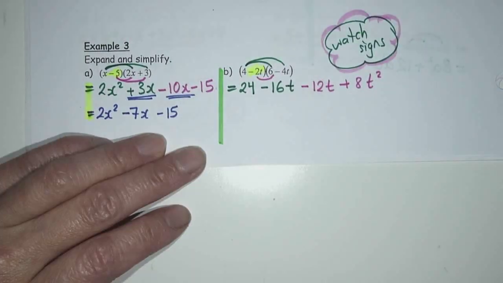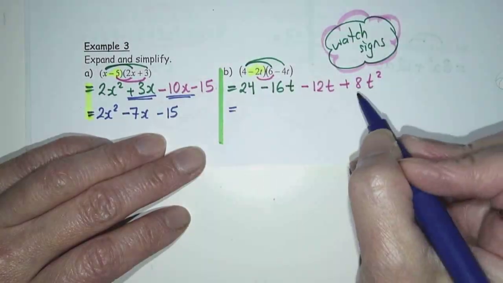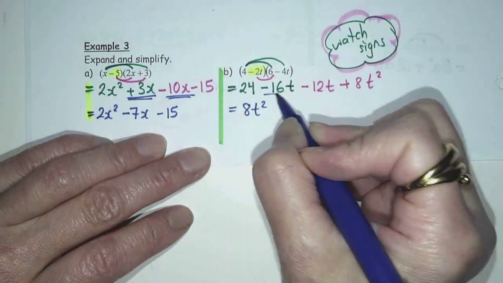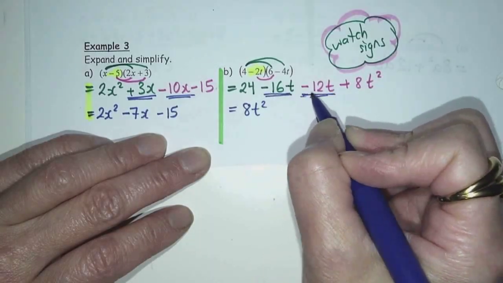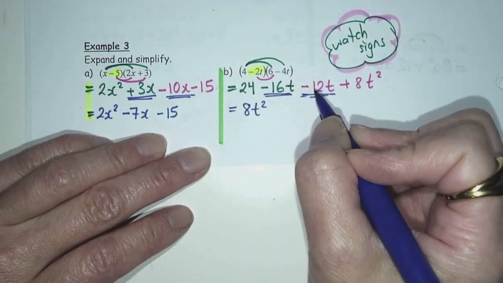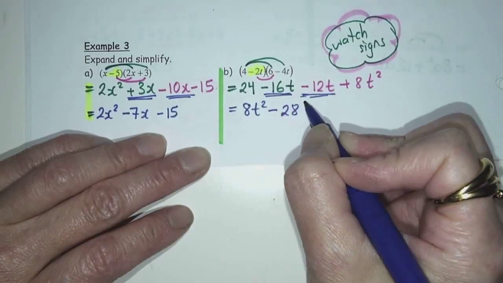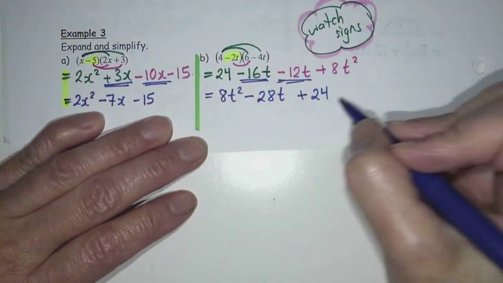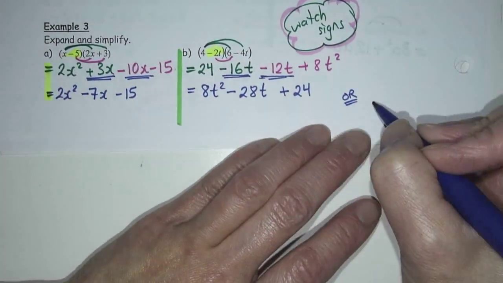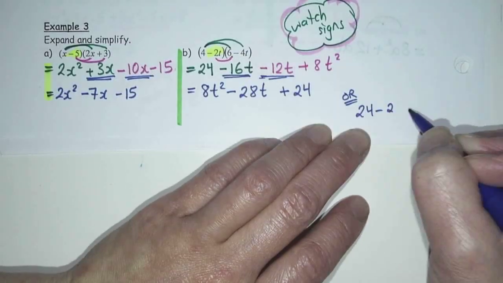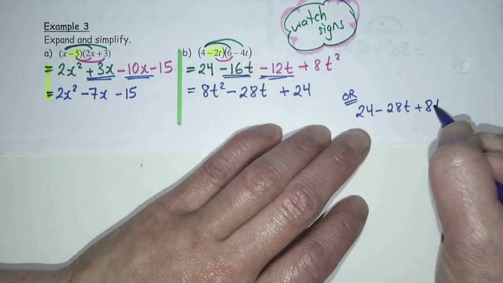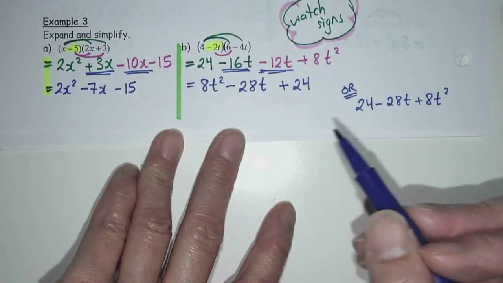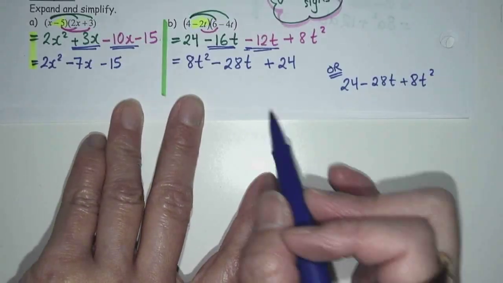Okay, and then we're going to just collect up like terms. You can start with the highest degree, so I'll go 8t squared. Then I've got this one and this one, keeping the sign in front, negative 16 minus 12, so it'll be negative 28t, and then I have the 24. Okay, it doesn't matter if you did it in ascending or descending. You might have had the answer like that, they're the same, they're okay. As long as it's descending or ascending, unless the question specifically says descending or ascending, you get to choose.